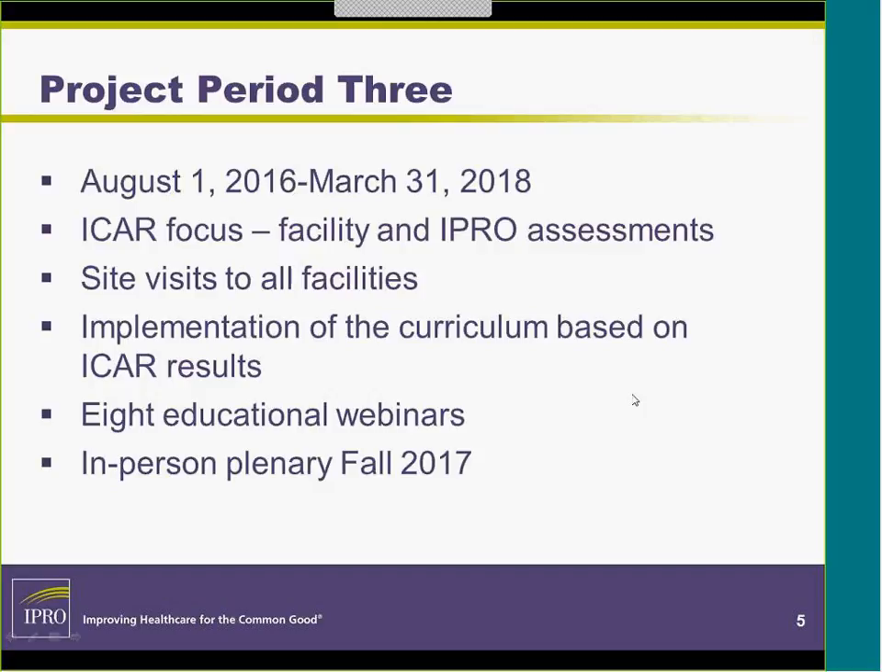So the project is really all about your facilities and you as the trainers and the infection control personnel. All participants are expected to take an active role in this project. This includes attendance and participation at all project activities: the webinars, the facility site visits, the plenary, and other training activities such as training sessions from the curriculum.